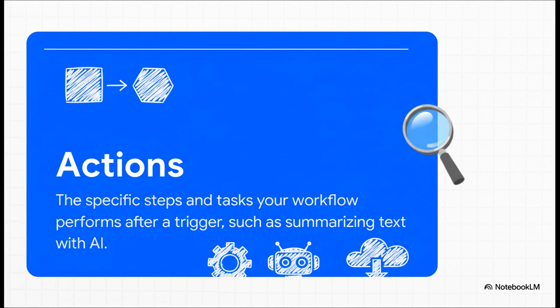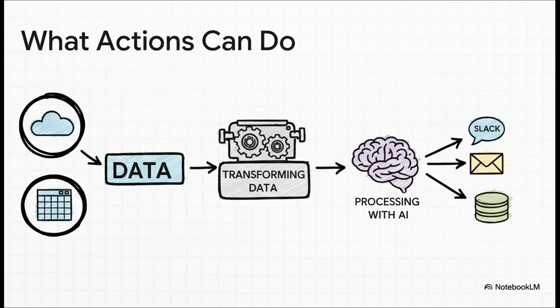That's where actions come in. These are the individual steps, the to-do list, the specific tasks that your little agent is going to perform, one after the other. This is the work itself. And actions can do so much. We're talking about pulling data from one app, maybe reformatting it, sending it over to an AI to get some insights, and then shooting the final result over to your Slack, into an email, or straight into a database.